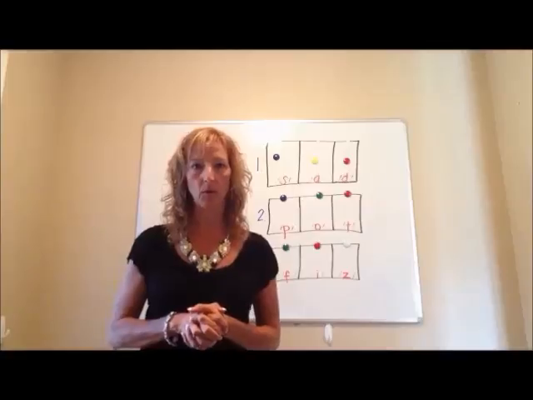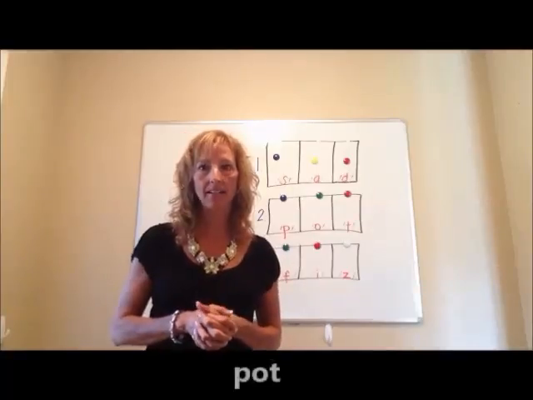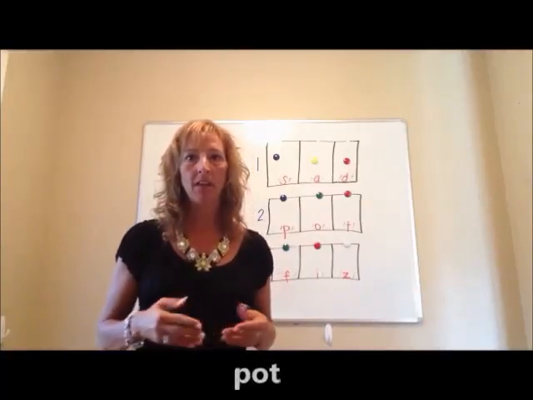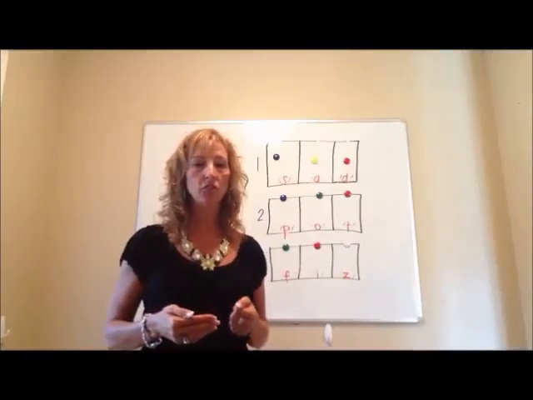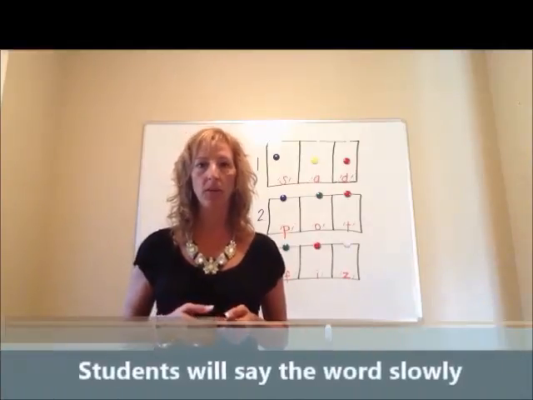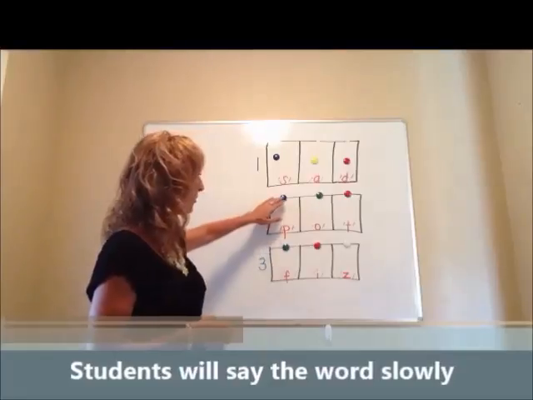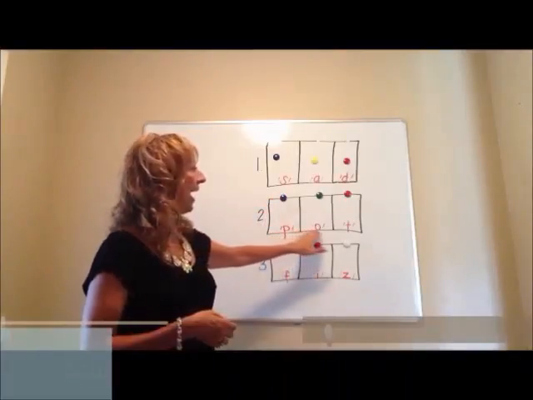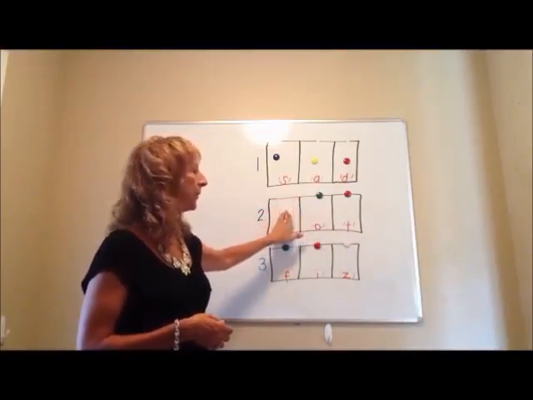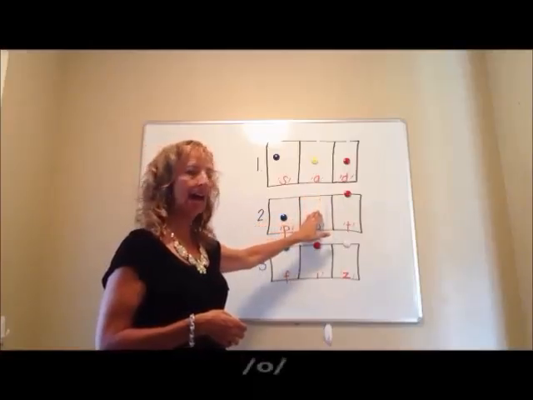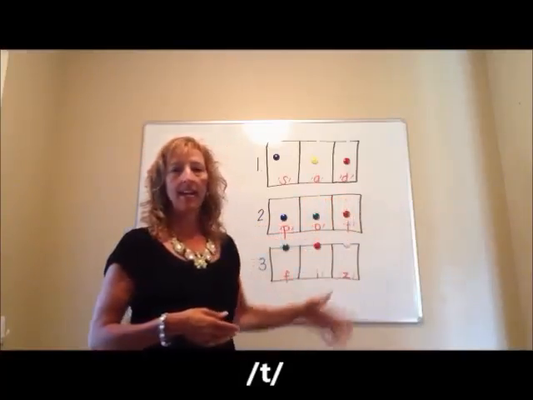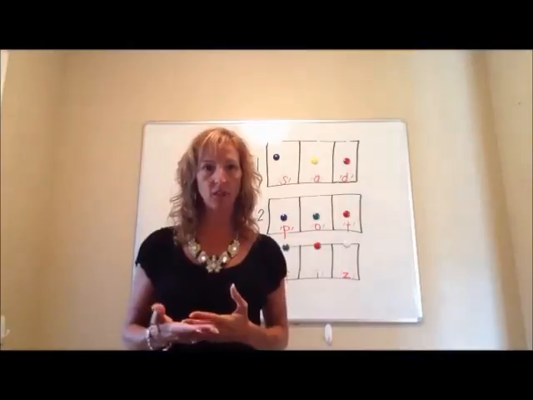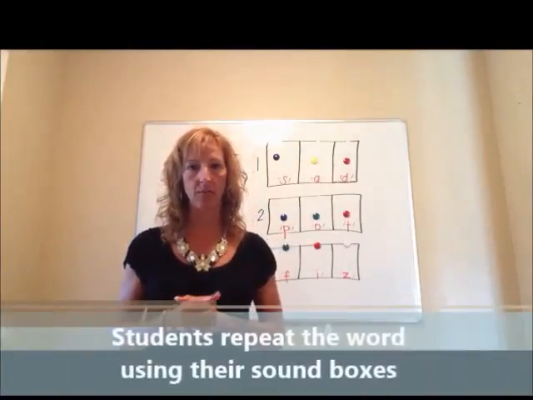The next word that we're going to say is pot. I am going to model how to say it slowly, and then students will say it slowly as we point to the sound boxes. So here we go again. Pot. Now students will say that slowly as they point to their sound boxes.